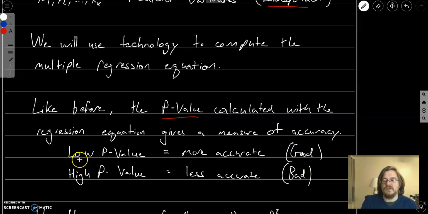Essentially what this means is that if we have a low p-value, it means that we have enough data to say the chances of us happening to construct this regression equation by accident are really low, which means that probably our data was very good, and we got an accurate result. So having low p-values for regression equations is good. Having high p-values means that we could have just gotten everything by chance, and it doesn't really say very much. Having a high p-value is bad.